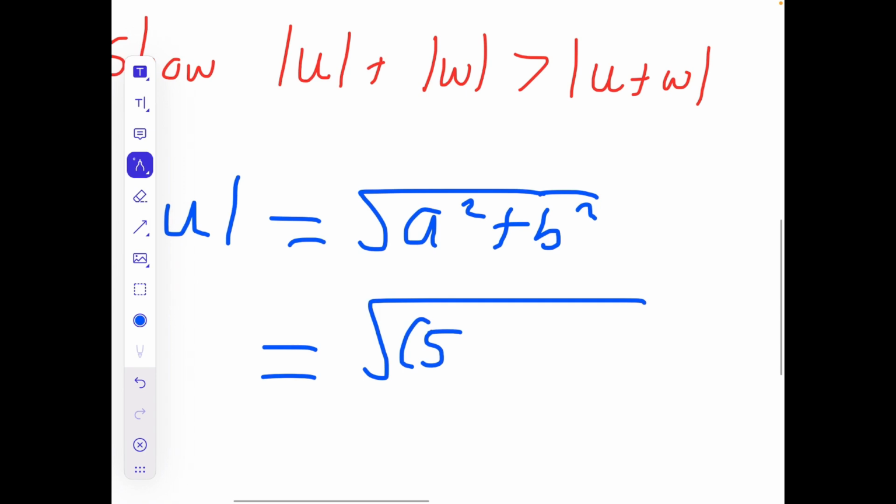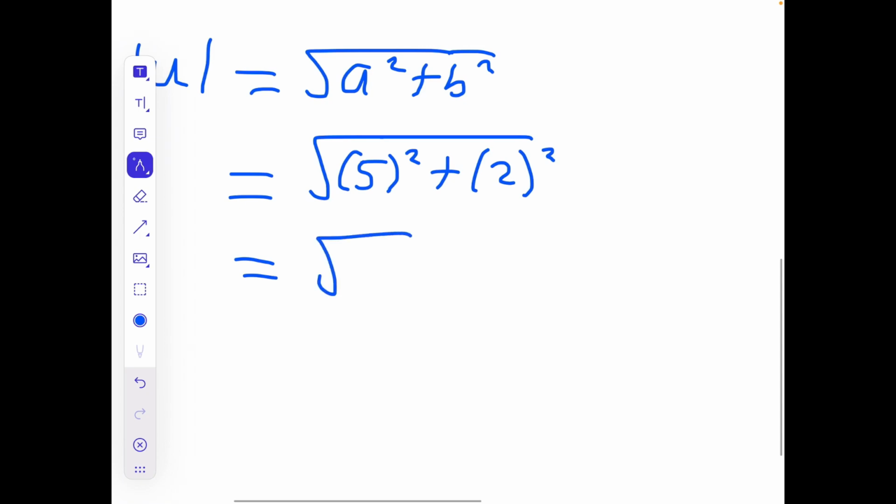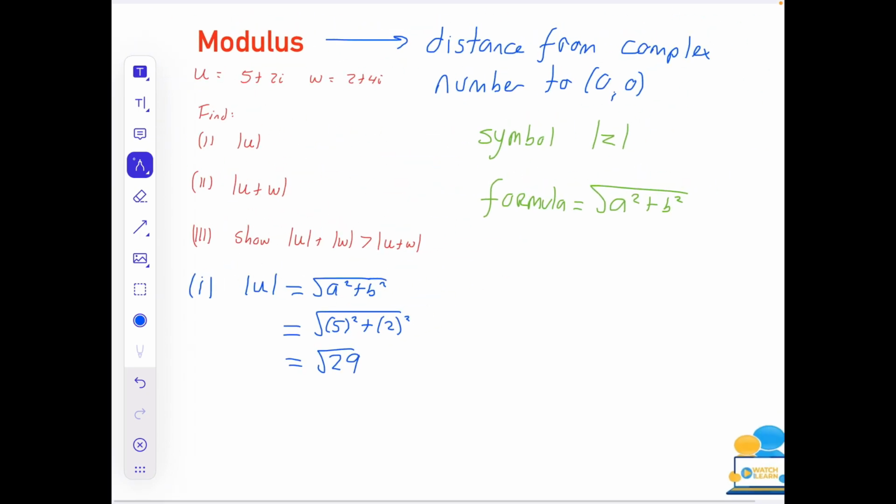So it's going to be the square root of 5 squared plus 2 squared. Make sure you use a bracket. It's not actually that important here because these are positive numbers, but if they were negative numbers, you need to use your brackets or you will get the wrong answer. So I always say just use the brackets anyway, to avoid any mistakes. And I get that the modulus is the square root of 29. Not the nicest number in the world, but I'm not going to change it unless they say correct to however many decimal places. That is the distance between the plotted complex number and 0, 0.